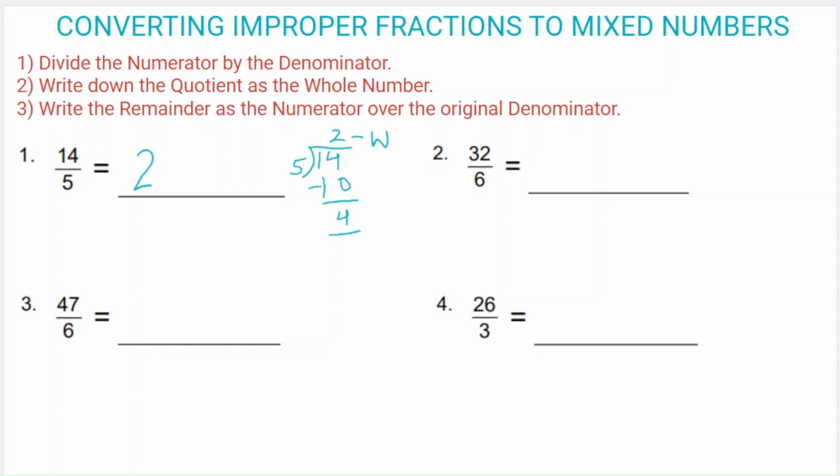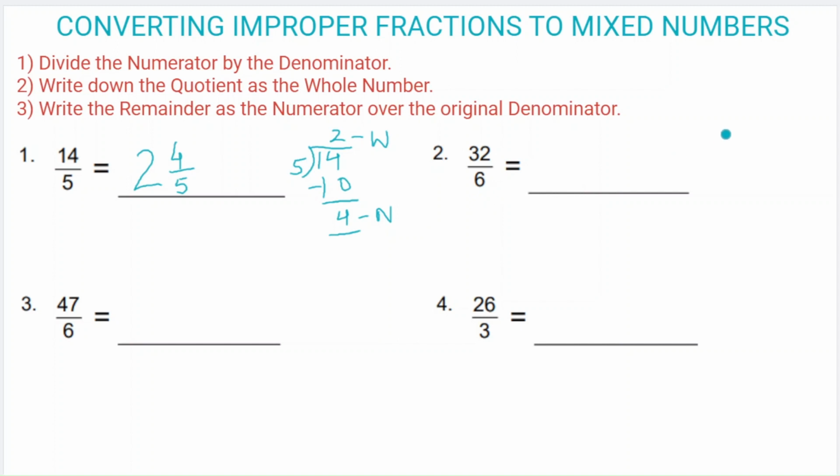I'm going to write 2 as the whole number. Write the remainder as the numerator. So 4, which is a remainder, becomes the numerator. And the denominator stays the same. So I have to write it over the original denominator, which is 5. So 2 4 over 5 is my answer. Let's try the next one.